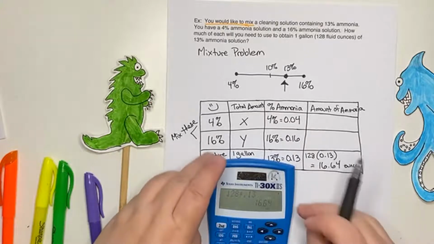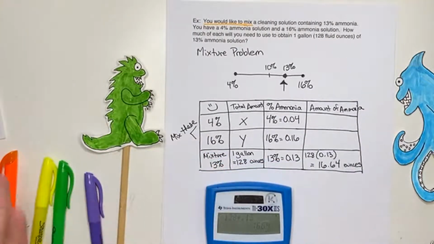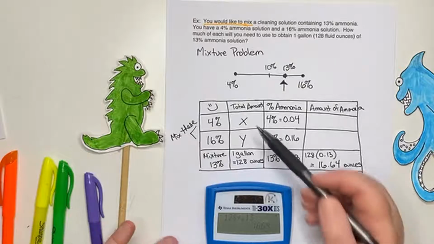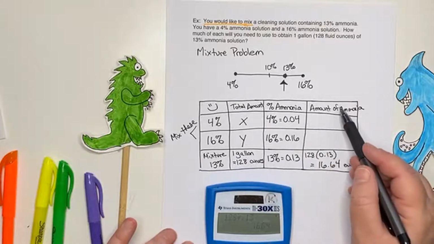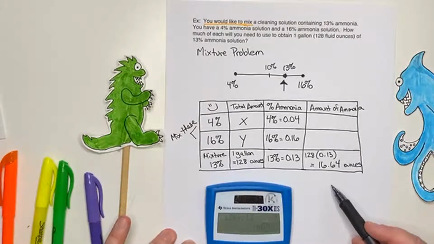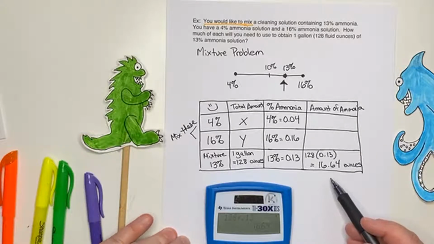And so this is the cool trick we can do. We're going to keep track of the total amount, but we're also going to keep track of the amount of ammonia. Now, I hear your wheels thinking in your head.